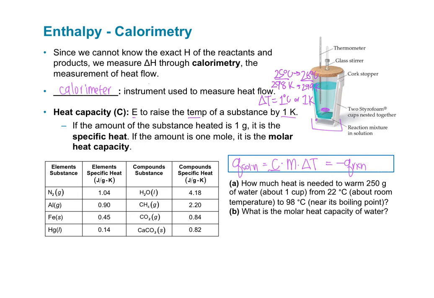So when I'm talking about specific heat, that could either be the lowercase c or an S for specific heat. That's how much energy it takes to raise 1 gram of a substance by 1 Kelvin. And if we have molar heat capacity, that's 1 mole of the substance by 1 degree Kelvin or Celsius. So we're going to use that.